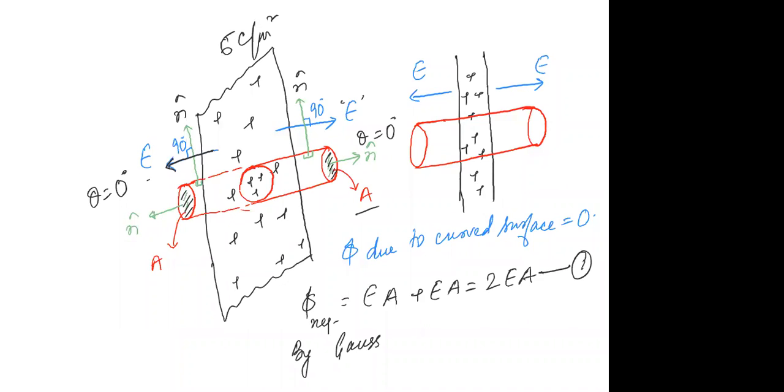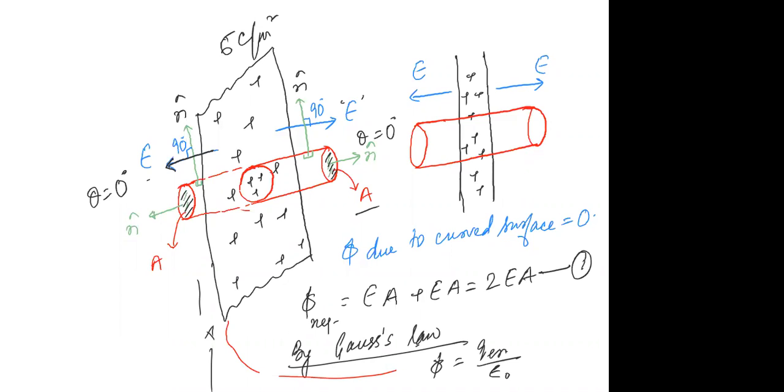Now, by Gauss's law, what do we know? Gauss's law simply says flux will be equal to charge enclosed divided by epsilon naught. Okay? So what do you have to find first? You will have to find the value of charge enclosed. And how will you calculate the value of charge enclosed? Who will tell me? How much charge will be enclosed inside this cylinder? How will you find that?